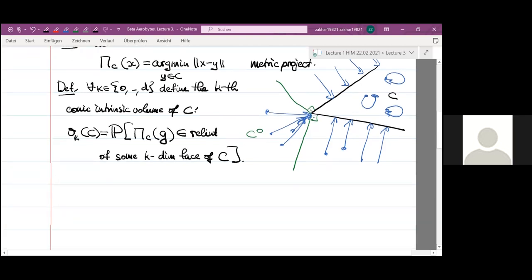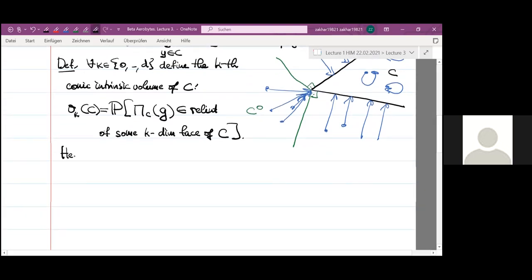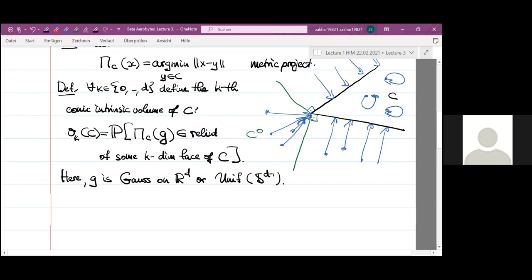Relative interior means that it is contained in this face, but not in a face of smaller dimension. And here, G is just any random vector with a rotational invariant distribution. For example, it may be the Gaussian distribution or any other rotational invariant distribution, for example, the uniform distribution on the unit sphere. So we just take the proportion of all directions which are projected to k-dimensional faces, and this is called the kth intrinsic volume.